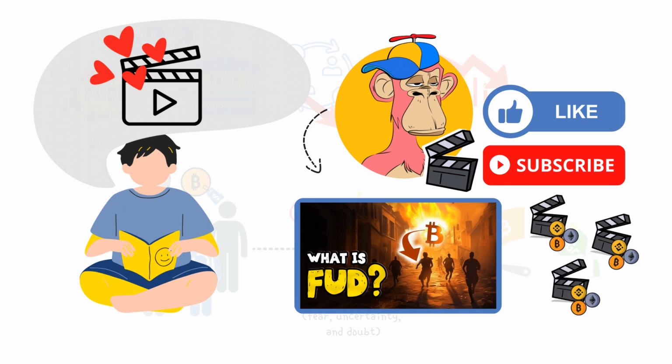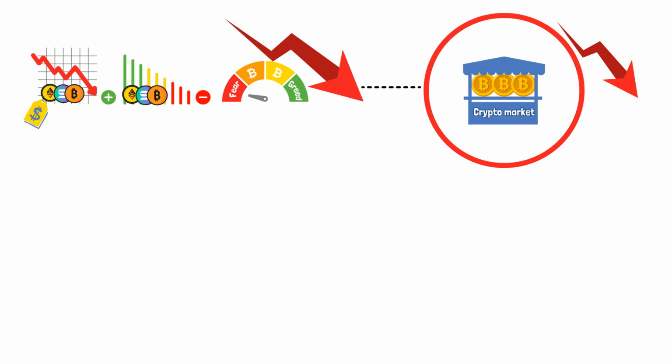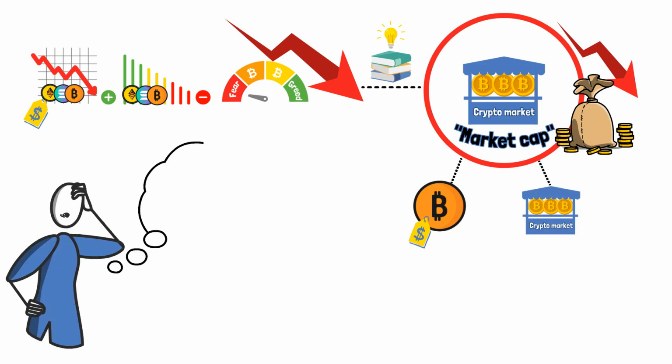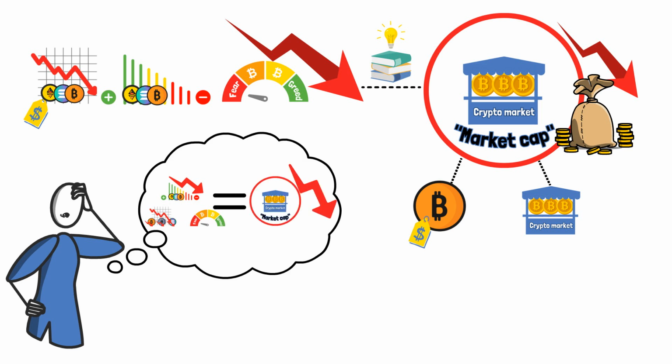So, when the prices, trading volume, and trading activity decrease, it is all reflected by a decrease in the crypto market capitalization. More commonly referred to as market cap, it's an index that calculates the size and value of a particular coin or the entire crypto market as a whole. Logically, when everything decreases, the market cap goes down as well.